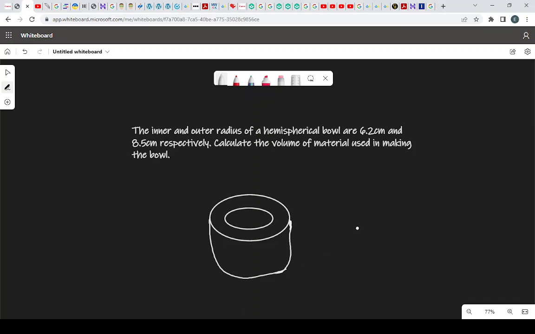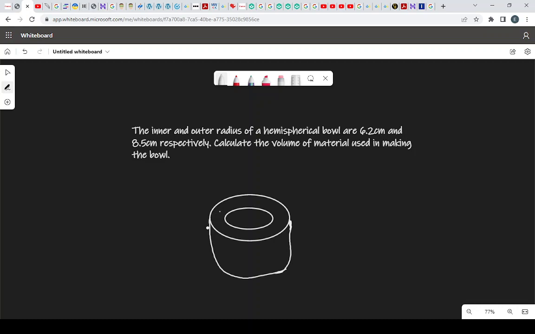The inner and outer radius of a hemispherical bowl are 6.2 cm and 8.5 cm respectively. Calculate the volume of the material used in making the bowl. I have tried to reproduce the question in the form of a diagram here, though this is not perfect enough, but just to give an idea of how to approach a question like this.